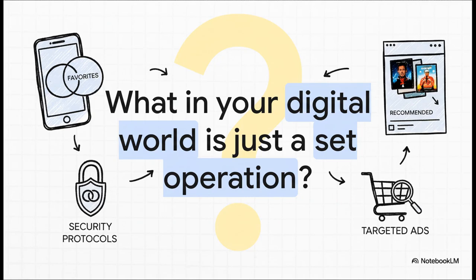So the big idea here is that these operations are literally everywhere, hiding in plain sight, from your phone's contact list to complex security systems. So the next time you see a movie recommendation or get a super specific ad, ask yourself, what kind of set operation is working behind the scenes here? It's a fun little game to play.